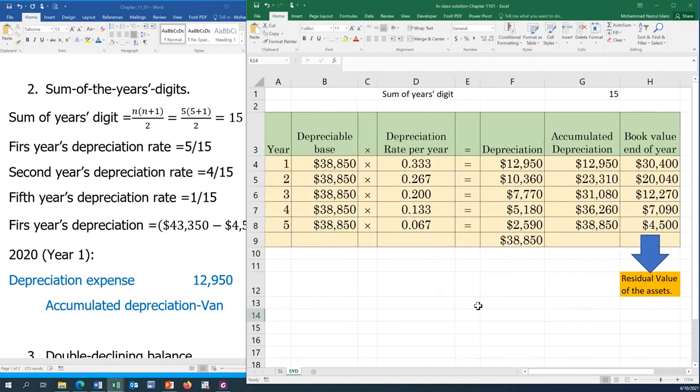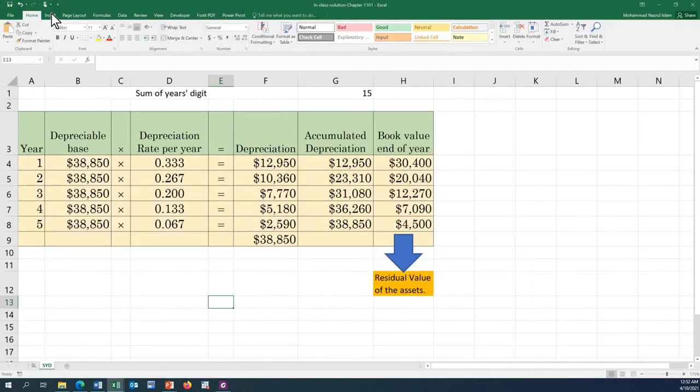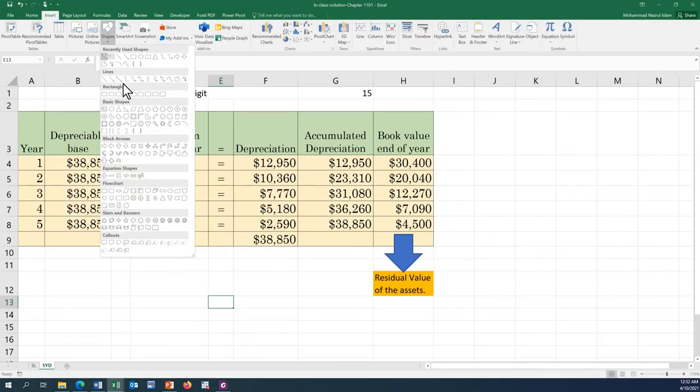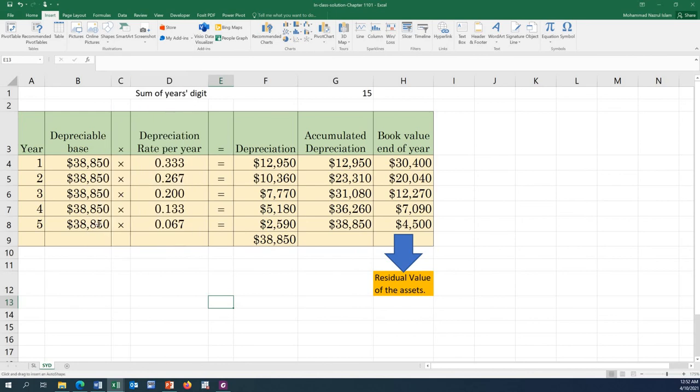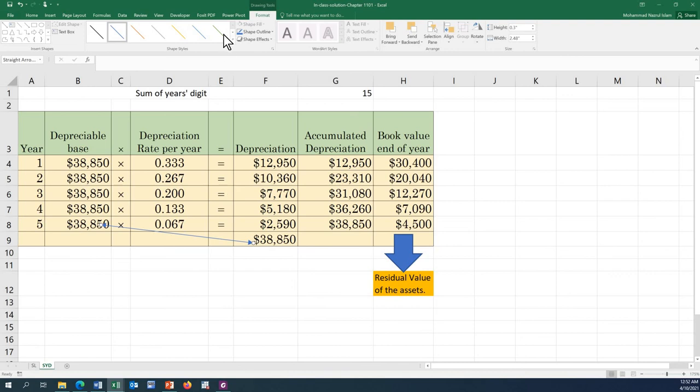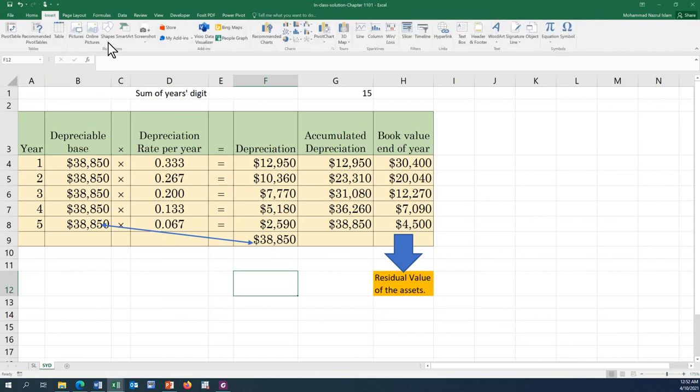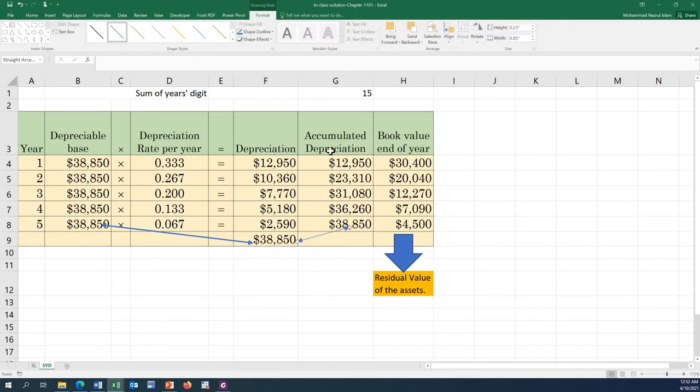Now we understood that we can connect them by using an arrow. See that this is equal to this. And this one is equal to this, meaning the accumulated depreciation is equal to the total depreciation. Yes, they should be the same.